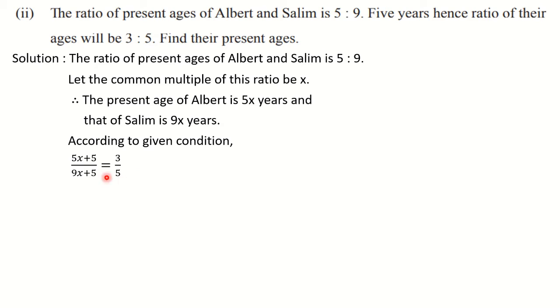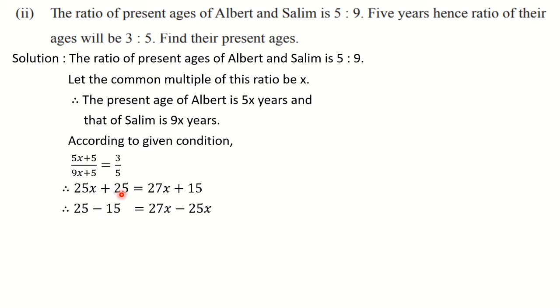For that we are going to go for cross multiplication here. So see, 5 into 5x gives us 25x, and 5 into 5 is 25. Similarly here, 3 into 9x is 27x, and 3 into 5 is 15. Now let us solve it. What we are going to do is shift this 25 to this side and this 15 to the left hand side.